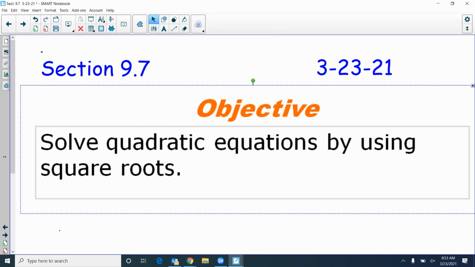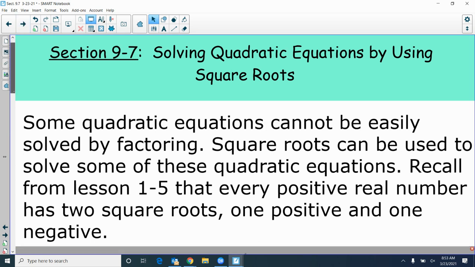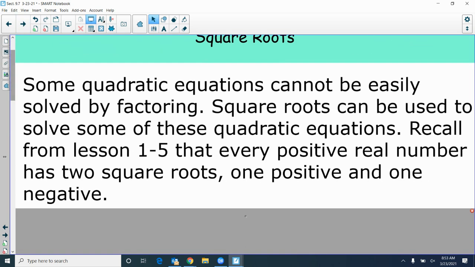Okay. All right. This is all about solving quadratics. Anything with a square in it. Now, the first thing we do is factoring. I honestly think this way is a little bit easier. Okay, but that's just me in some cases. Some quadratic equations cannot be easily solved by factoring, so we're going to do a different method. So square roots can be used to solve those. You take the square root of both sides.